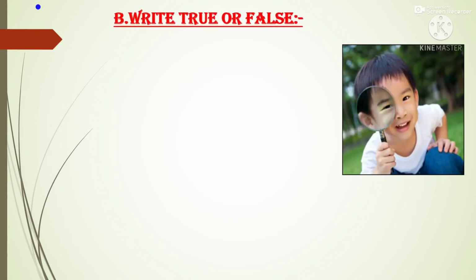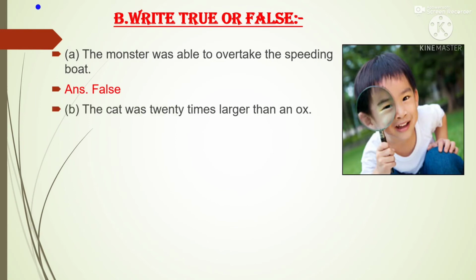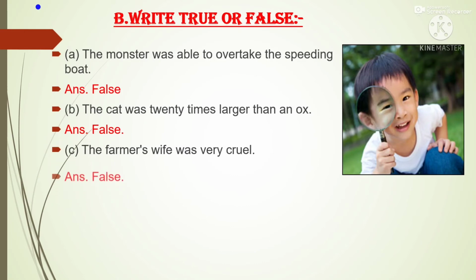Next question. Right, true or false? The monster was able to overtake the speeding boat. It's false because the monster was not able to overtake the speeding boat. The cat was 20 times larger than an ox. It is also false because the cat was only 10 times larger than an ox. The farmer's wife was very cruel. No, it's also false because the farmer's wife was very kind, right?